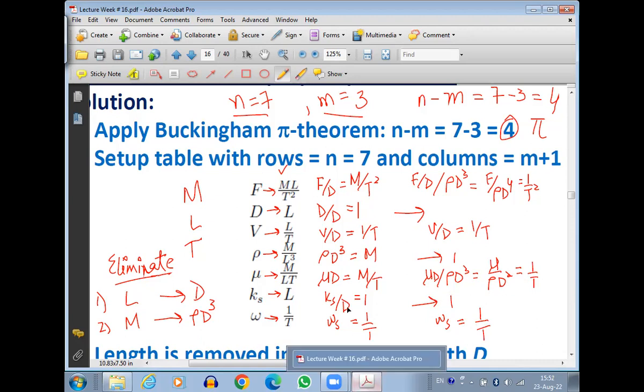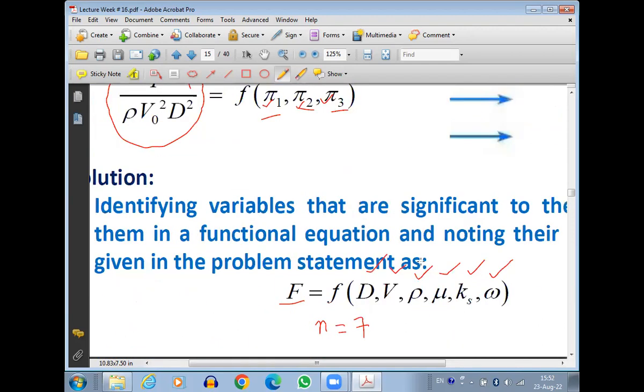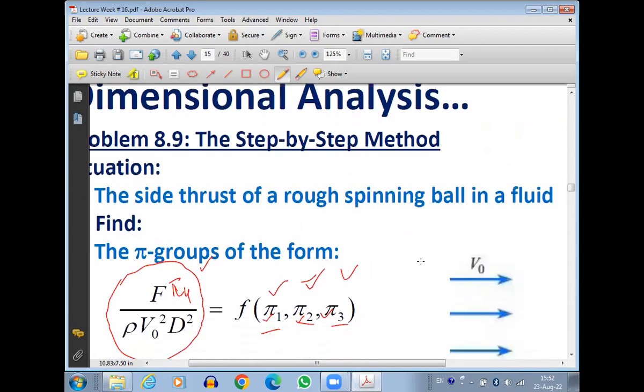So in the second step, we have eliminated M. First we eliminated L, then we eliminated M. Now we just have T, so we can now eliminate T. Which variable should we use to eliminate T? It's up to us. We can use any of the variables. But we have to come up with this dimensionless variable, F by rho V square D squared. So one of the variables was provided.